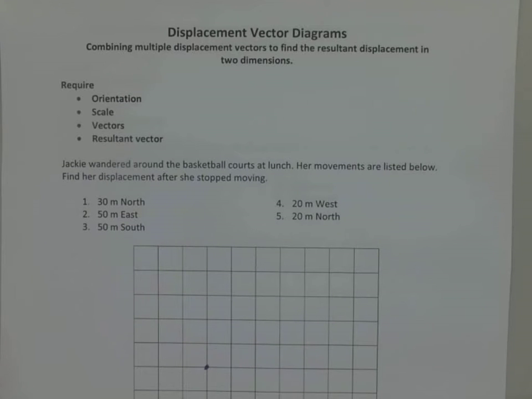Jackie wandered around the basketball courts at lunch. Her movements are listed below. Find her displacement after she stopped moving.